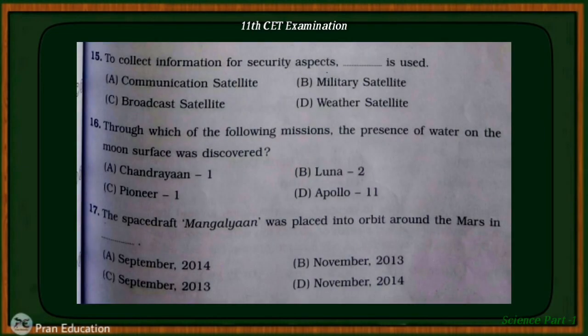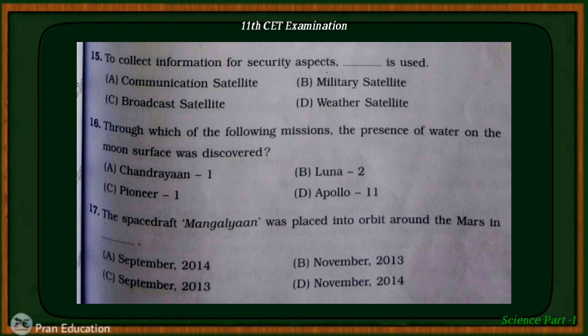Fifteenth, to collect information for security aspects, dash is used. Options: A, communication satellite. B, military satellite. C, broadcast satellite. D, weather satellite. The correct option is option B, military satellite. Sixteenth, through which of the following missions was the presence of water on the moon's surface discovered? Options: A, Chandrayaan 1. B, Luna 2. C, Pioneer 1. D, Apollo. The correct option is option A, Chandrayaan 1.